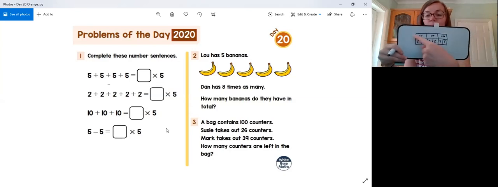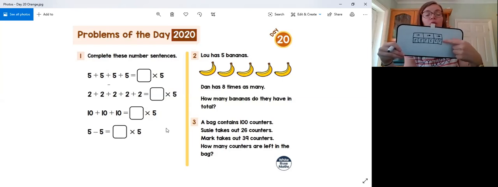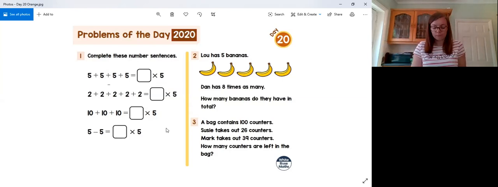And now my top bar, which totaled 30, my bottom bar also totals 30. So I had 3 lots of 10, but I've got 6 lots of 5, because for every lot of 10, I had 2 lots of 5. So it is 6 lots of 5 for that third one.